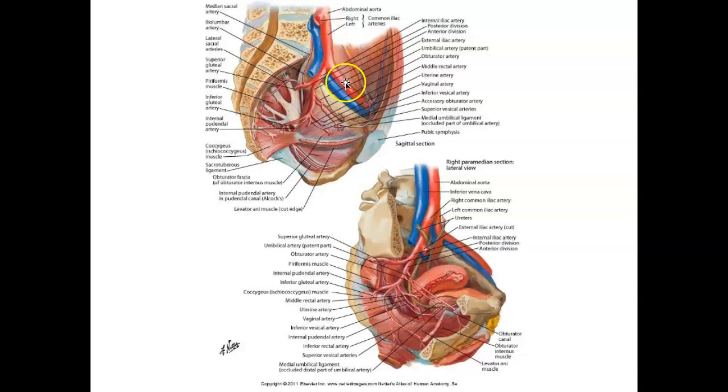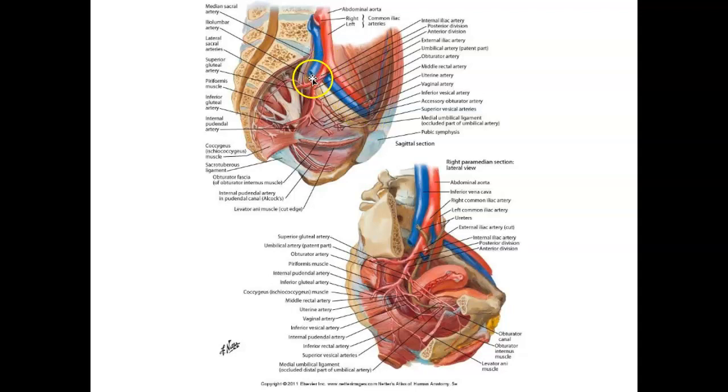That will split into the left external iliac. The left common iliac turns into the left external iliac and the left internal iliac arteries. So if we look at this internal iliac here, that's where we'll focus most of our time. The external iliac goes under that inguinal ring and then becomes the femoral artery into the thigh.